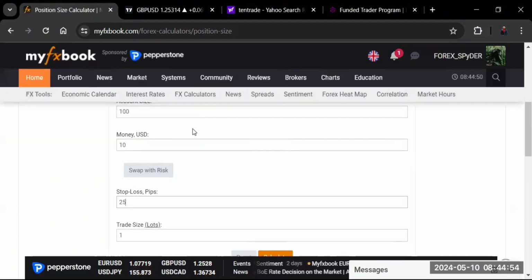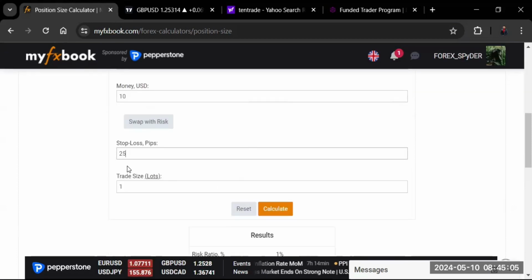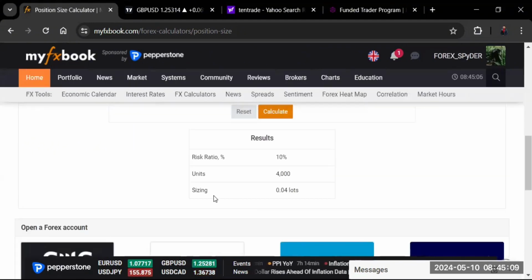So if these are the parameters you have, and this is the amount you are willing to risk on the trade, which is $10, and then let's say after calculating your pips for your stop loss, you discover that it is 25 pips, you just put it right here. After calculating the pips, you just put in your pips and click calculate. So at the end of the day, this is the lot size you are going to use for your $100 account. You can see that you are risking 10% of that account.